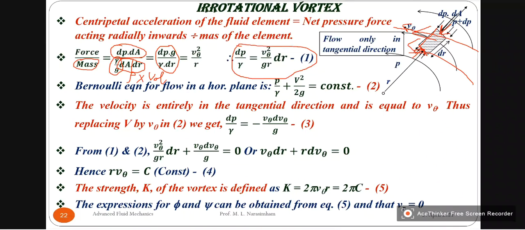Now what you can do is, you can integrate this. You take this gamma to the other side, or even like that also you can leave. If you simply carry out the integration, the integral of dp by gamma is p by gamma, and the integral of v theta square by g r dr is v theta square by g into log r.